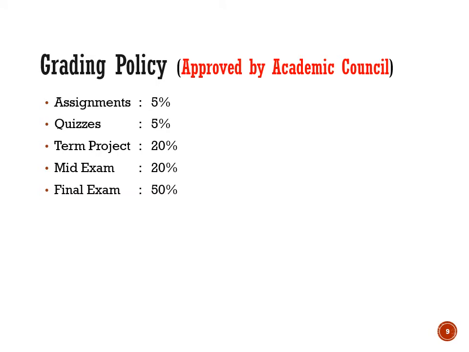Okay, so here is the grading policy I'm following in this course, considering the guidelines of Academic Council. So I have given 5% to assignments, 5% to quizzes, 20% to term project, 20% to midterm, and 50% to final exam. For assignments and term projects, we can nicely deal on online study group.